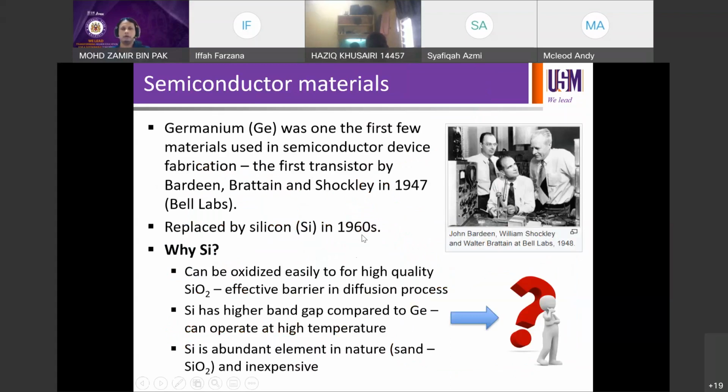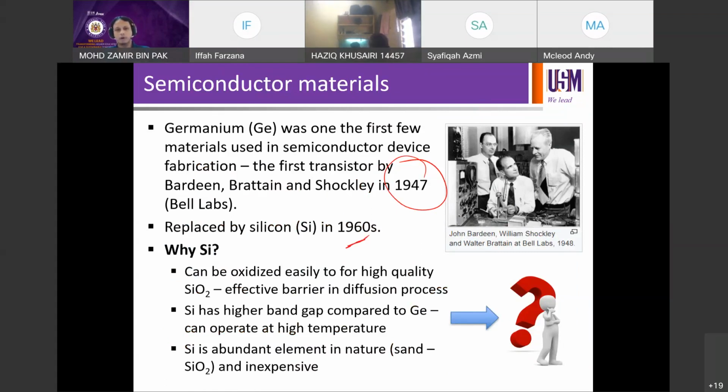Right. If you talk about semiconductor materials, germanium was one of the first few materials used in semiconductor devices in Bell Lab back in 1947. That was many years ago, and it was then replaced by silicon in the 60s.